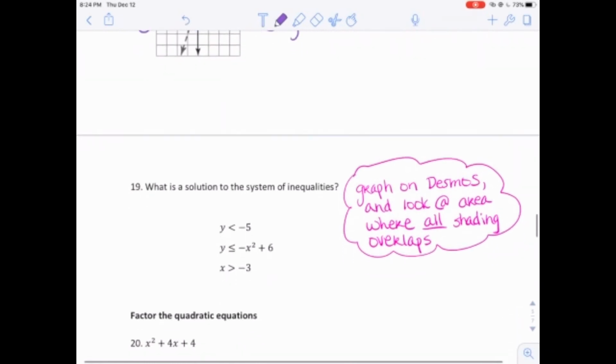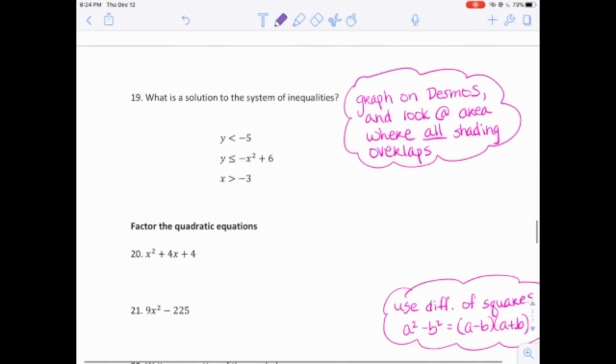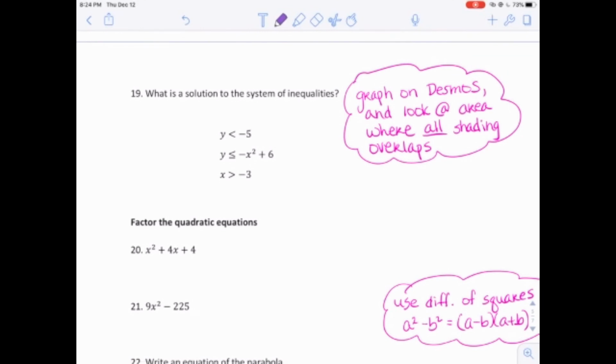problem number 19 is kind of an open-ended problem. On your test, instead of saying what is a solution to this system of inequalities, it's going to give you 4 points and ask you which one is a solution to this system. So your A, B, C, D answers will all be XY coordinates, and you're going to want to figure out which one of those is a solution. And remember, for a solution, when you look at your graph on Desmos, you want to look at an area where all the shading overlaps.